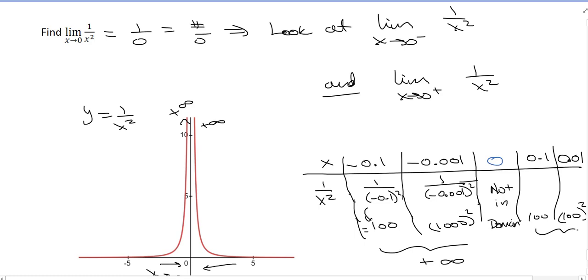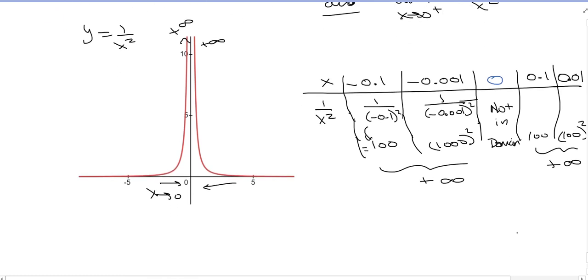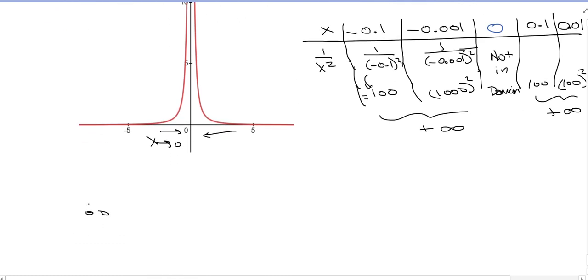And so I can tell that both sides are going towards positive infinity. So I can say then, therefore, the limit as x goes to 0 of 1 over x squared is positive infinity. So now the limit is telling you what it is approaching. It's asking you what it is approaching. So it's approaching positive infinity.